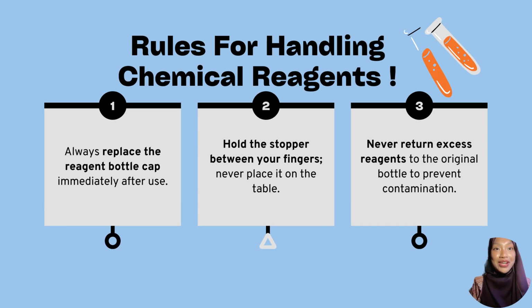When we handle chemical reactions, we must always follow these safety rules. First, always close the reagent bottle straight away after using it. This is to stop the chemical from being exposed to air or from evaporating. Next, always hold the bottle stopper between your fingers. Don't ever put it on the table. This is to avoid contamination.